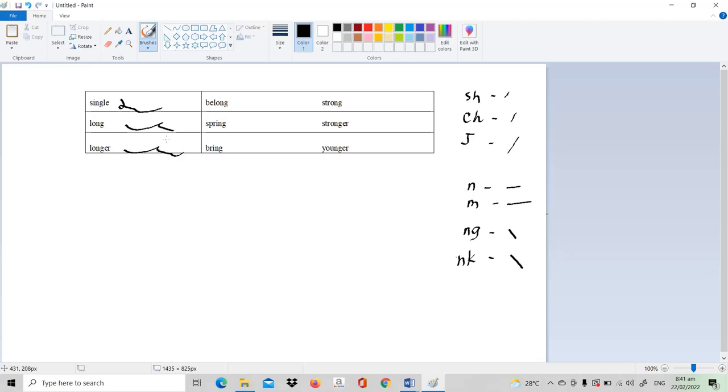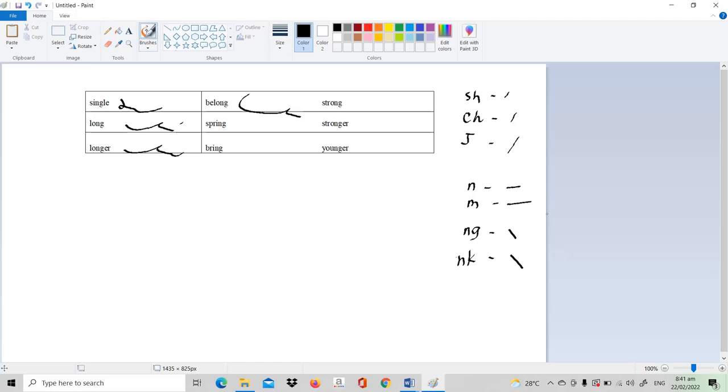L-O-N-G-R. Okay? Next, belong. Belong, we have B-L-O-N-G. B-L-O-N-G. Masyado yatang mahaba.